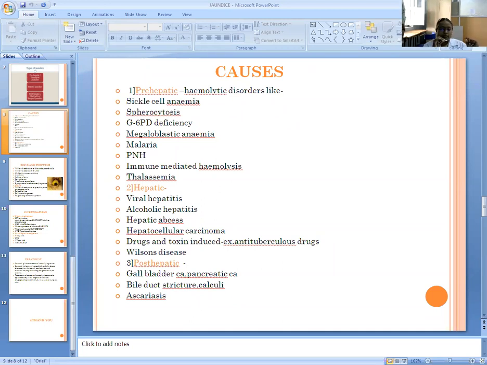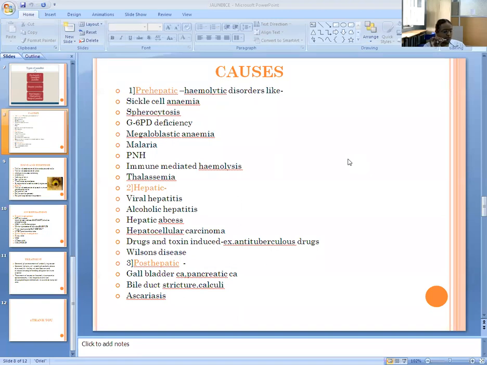So this obstruction can be in the form of calculi or in the form of malignancy, that is in the form of mass. So calculi in gallbladder, calculi in the cystic duct, calculi in the common bile duct, which obstruct the pathway of bilirubin excretion, or mass or malignancies of gallbladder. Then malignancies of pancreas, CA pancreas, bile duct stricture, or ascariasis means round worm obstruction. Round worm can cause obstruction in the biliary pathway.